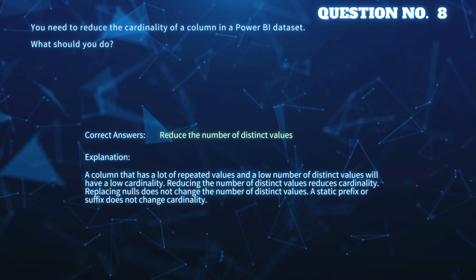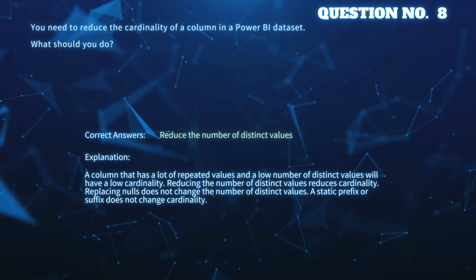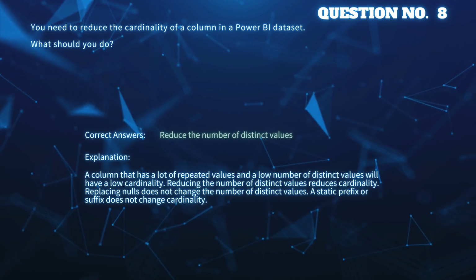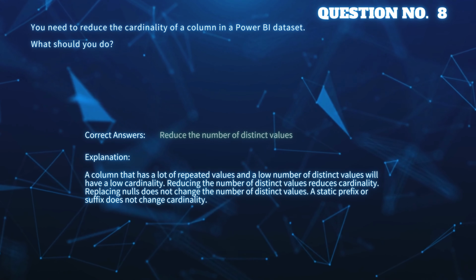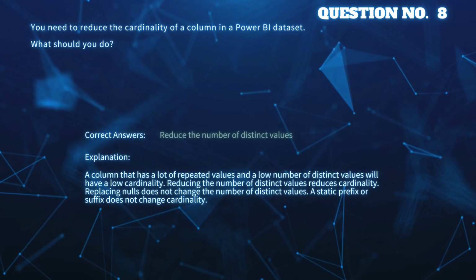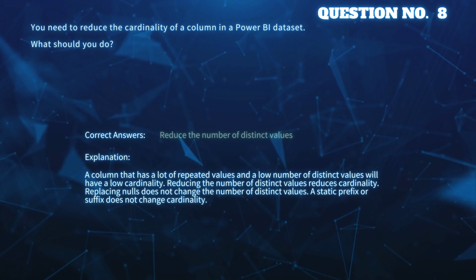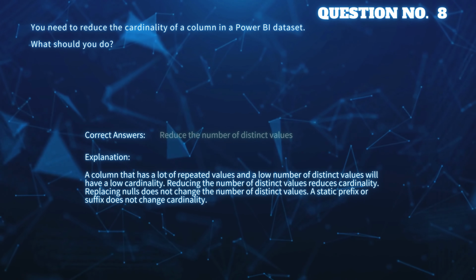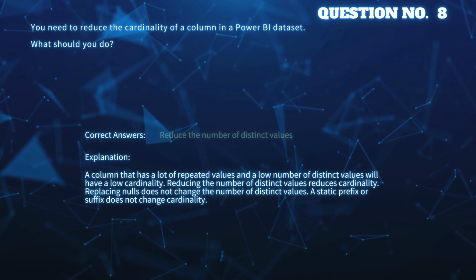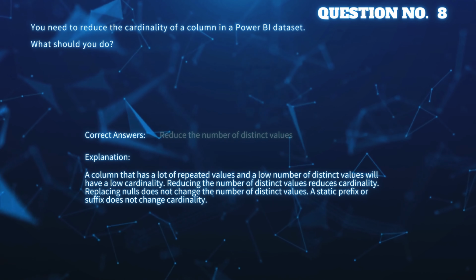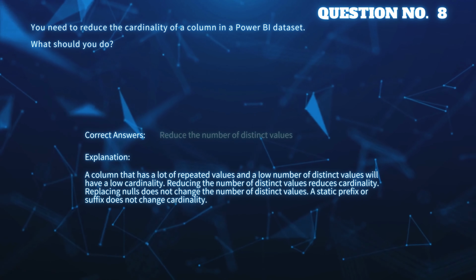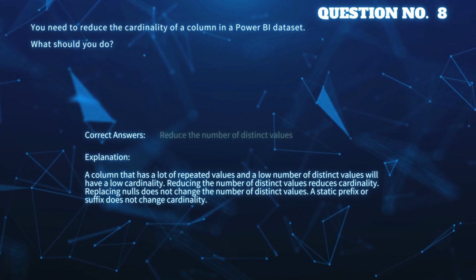Correct answer: reduce the number of distinct values. Explanation: a column that has a lot of repeated values and a low number of distinct values will have a low cardinality. Reducing the number of distinct values reduces cardinality. Replacing nulls does not change the number of distinct values. A static prefix or suffix does not change cardinality.